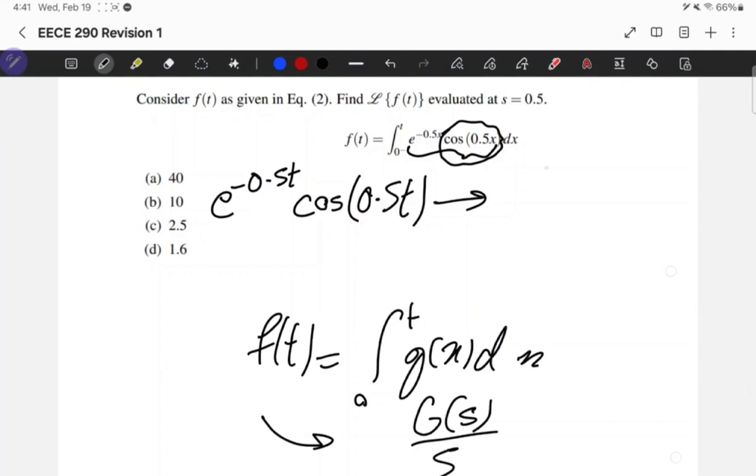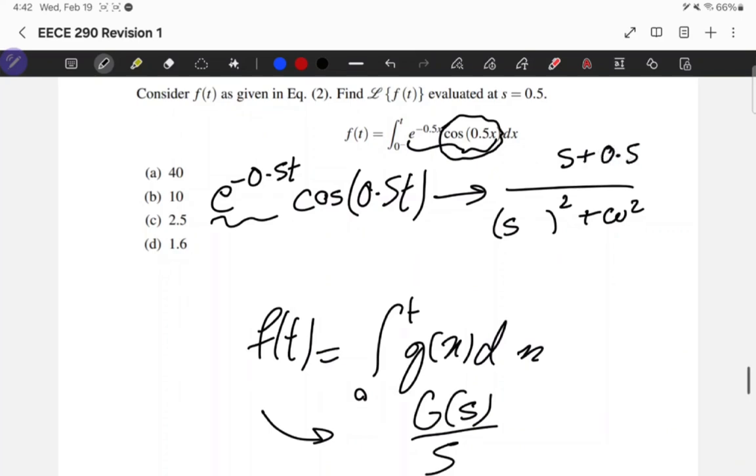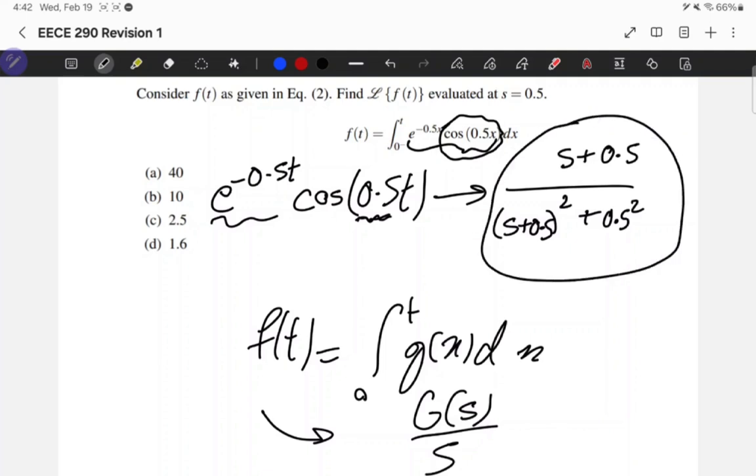This is equal to s over (s squared plus omega squared). This is from the formula sheet. But also I multiply by exponential minus 0.5, so I do a shift. So I shift s by 0.5, which is the exponent basically. So I get this. Oh, omega is 0.5. It's the coefficient of the t inside the cosine, if you want the angular frequency inside the cosine. So I have this form. This is the Laplace of cosine 0.5t shifted by 0.5 due to the exponential.